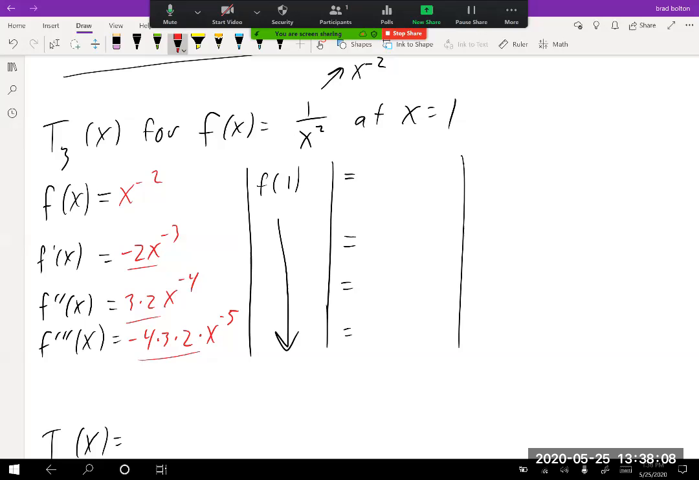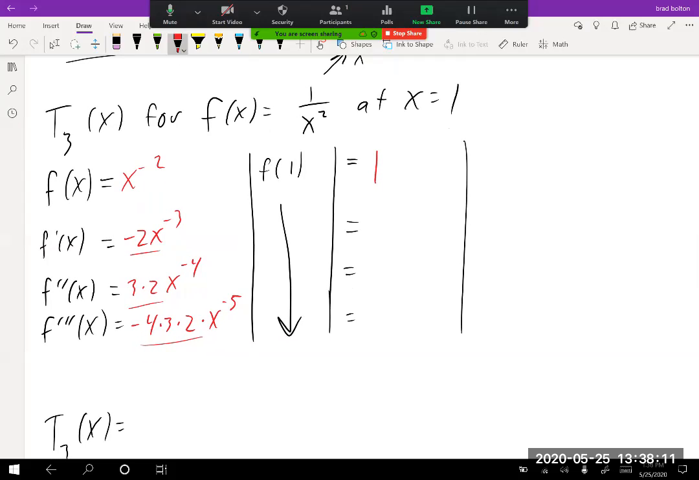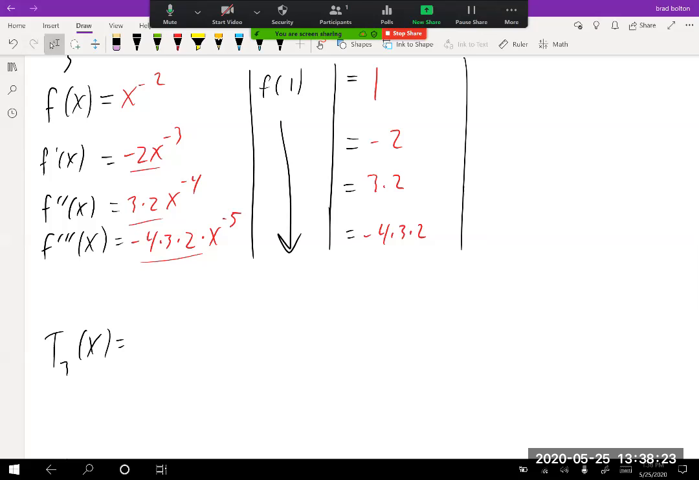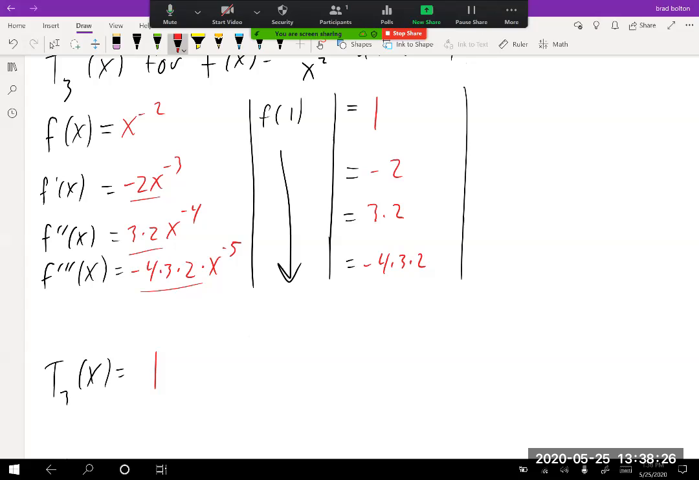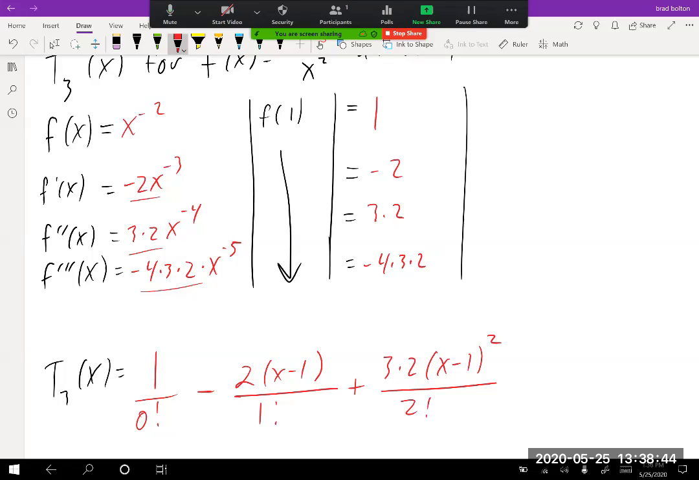When we plug 1 into this, we get 1. When we plug 1 into this one, we get negative 2, we get 3 times 2, and here we get negative 4 times 3 times 2, because plugging in 1 for x just makes it the same. Now we're going to write out our Taylor polynomial. We end up with 1 over 0 factorial, minus 2 times x minus 1 over 1 factorial, plus 3 times 2 times x minus 1 squared all over 2 factorial, minus 4 times 3 times 2 times x minus 1 cubed all over 3 factorial.